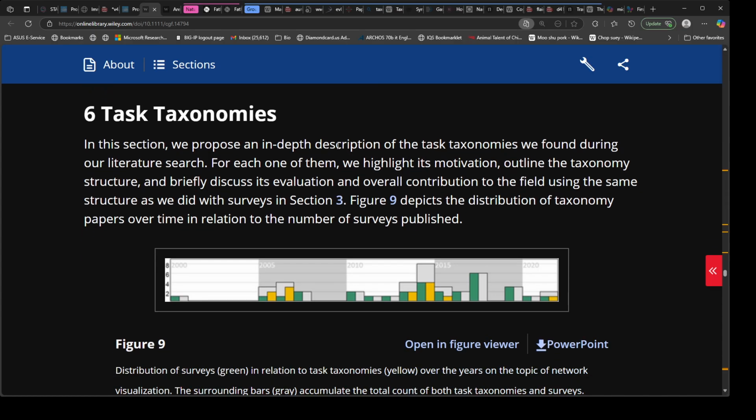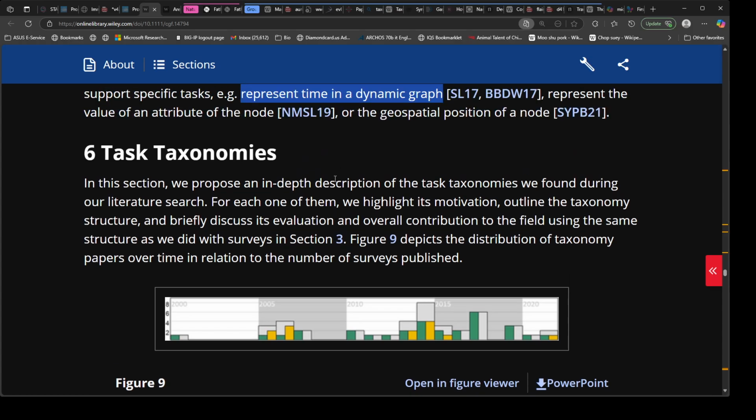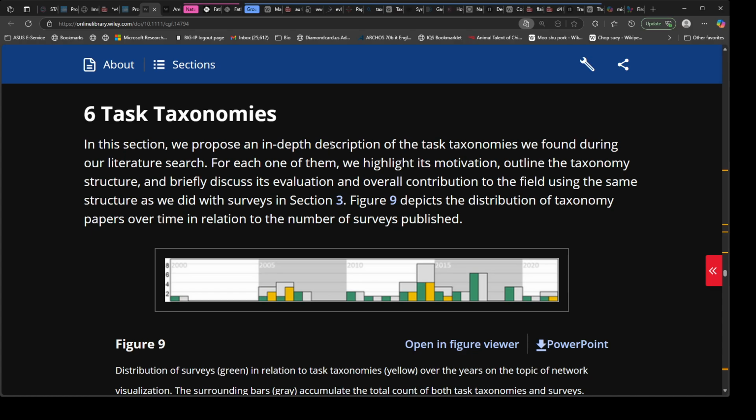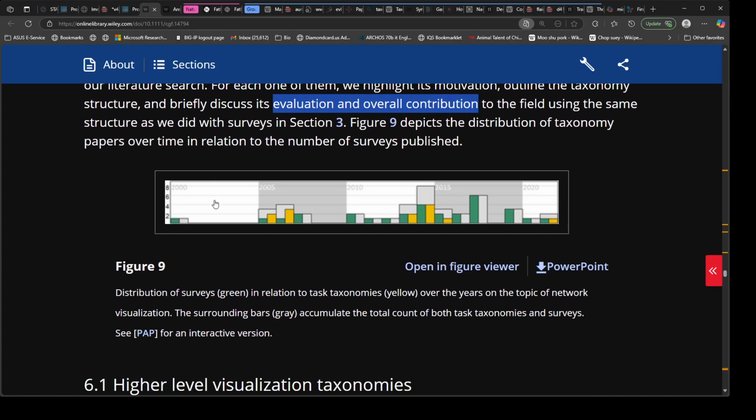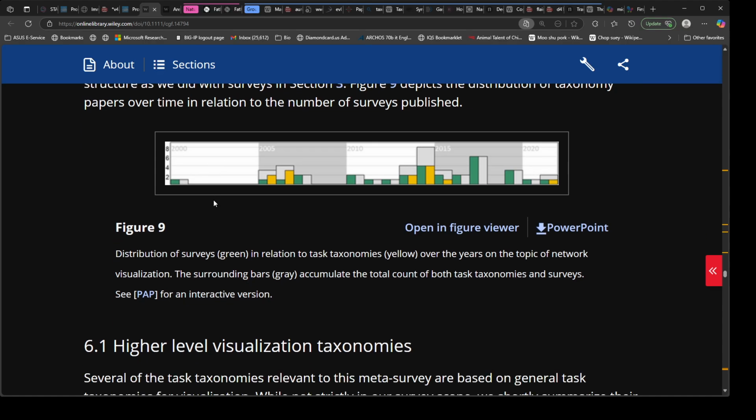6 Task Taxonomies. In this section, we propose an in-depth description of the task taxonomies we found during our literature search. For each one of them, we highlight its motivation, outline the taxonomy structure, and briefly discuss its evaluation and overall contribution to the field using the same structure as we did with surveys in Section 3. Figure 9 depicts the distribution of taxonomy papers over time in relation to the number of surveys published.